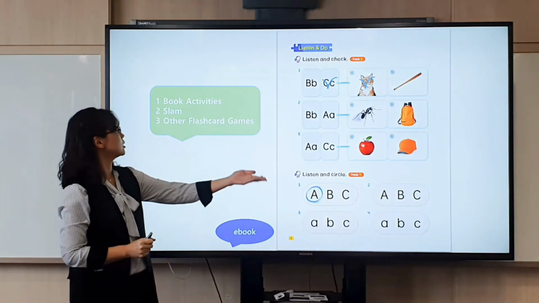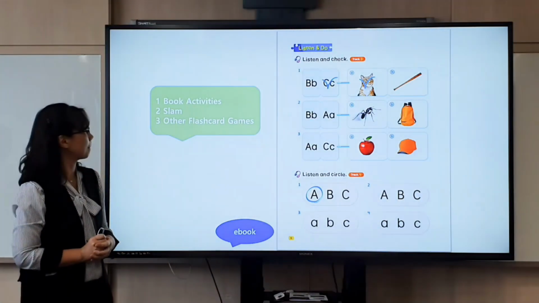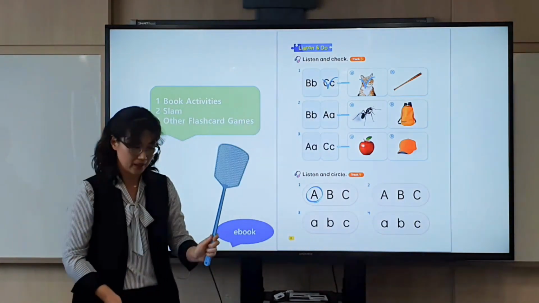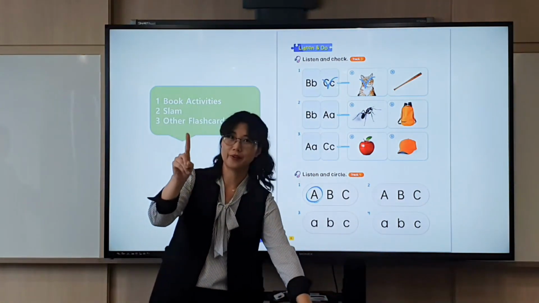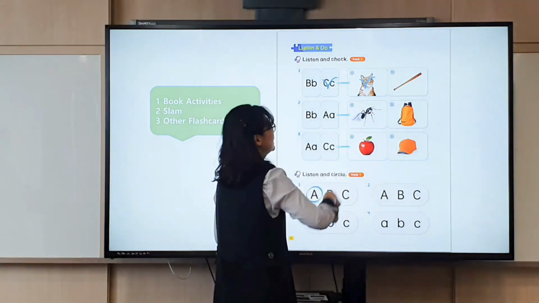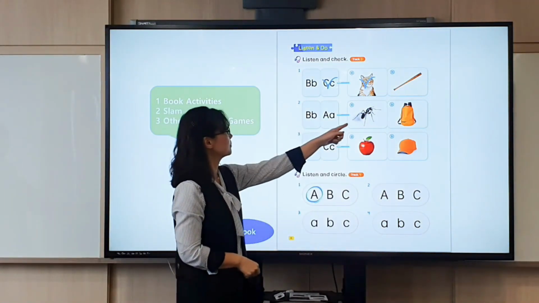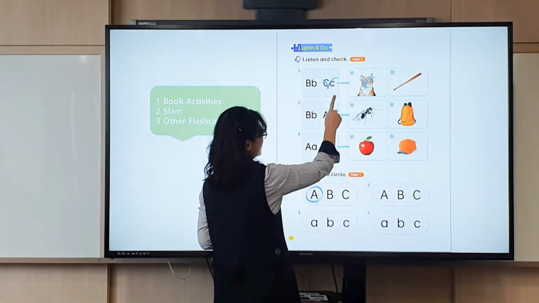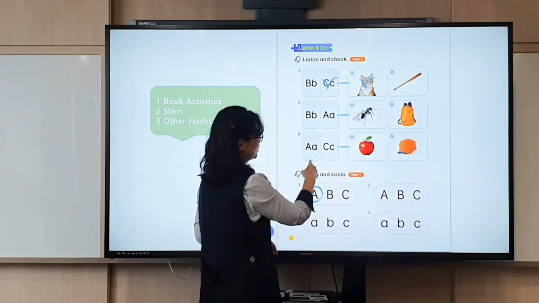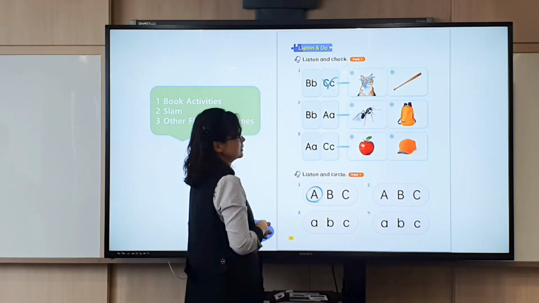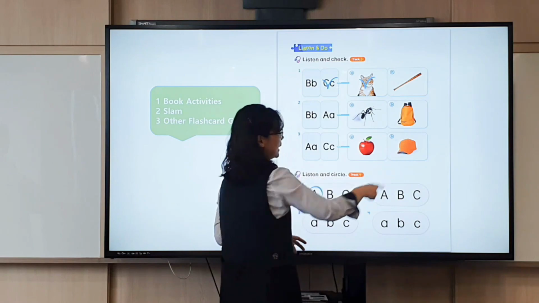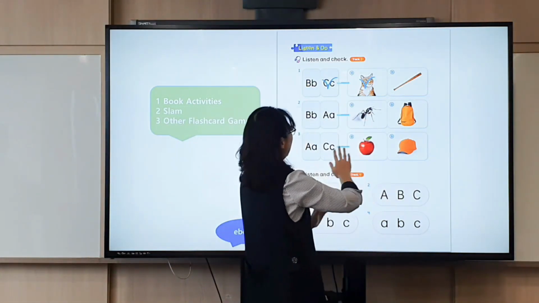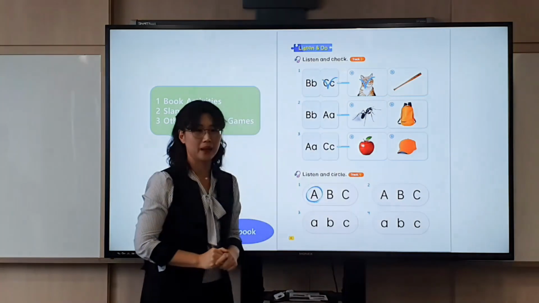So you can do the activities in the book, or you can play slam. Slam is the same thing that I just played, right? You can use a fly swatter like this, or you can just use your finger to point. For this one, if it's ant, after that, you check A and ant. And number 3, if it's cat, cat. And when you finish the activity, you can just use these pictures and the letters here to play the slam game.